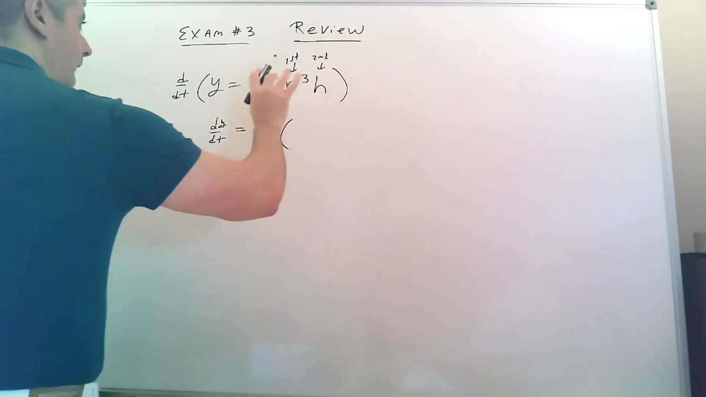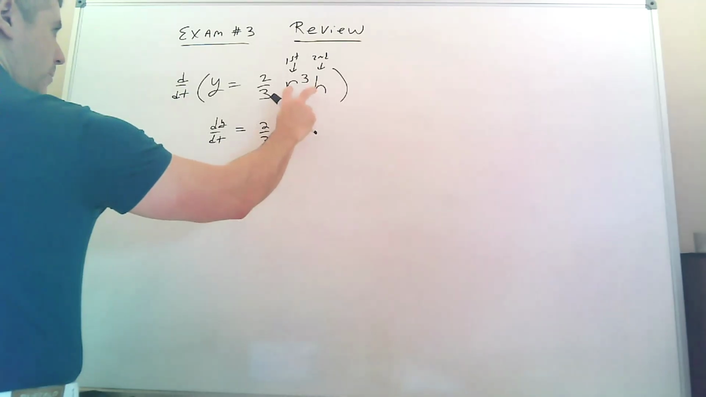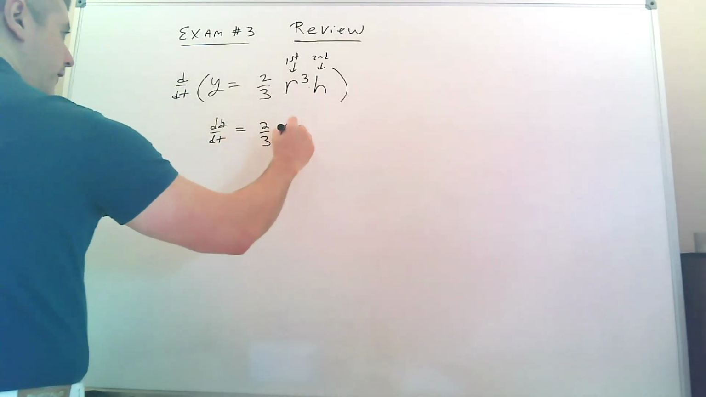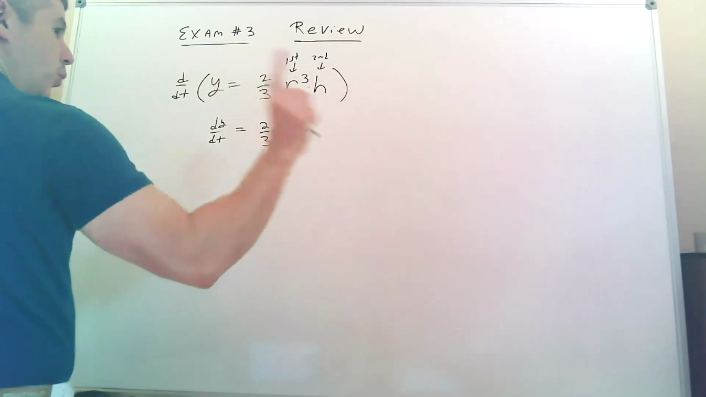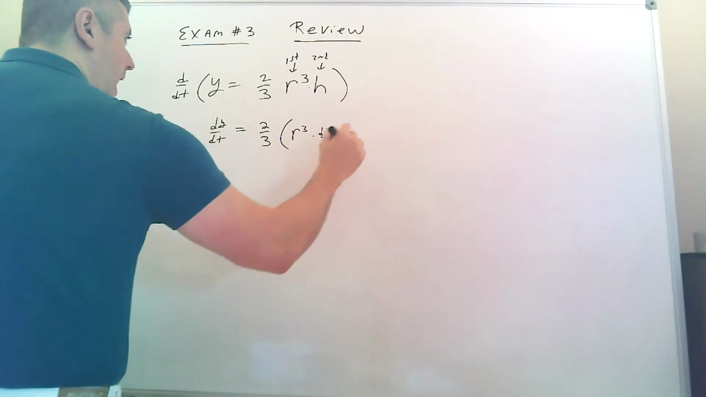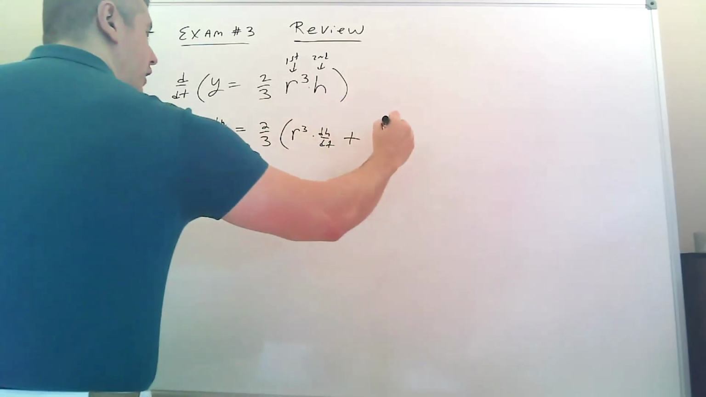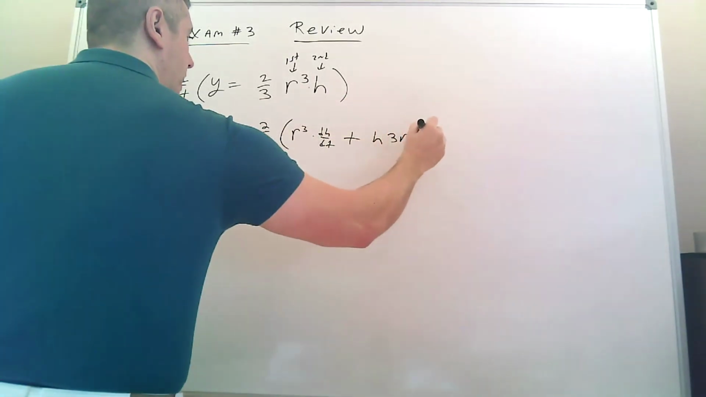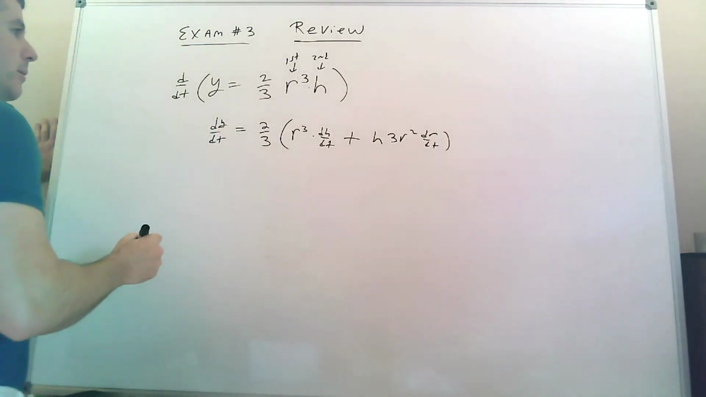That's the whole point of me asking this, is to make sure that you take this derivative correctly. This is a product. So you're going to do first times the derivative of the second. The derivative of h is 1 dh/dt. Plus the second, which is h, times the derivative of the first, which is 3r squared dr/dt. And now I'm going to neaten this up a little bit.